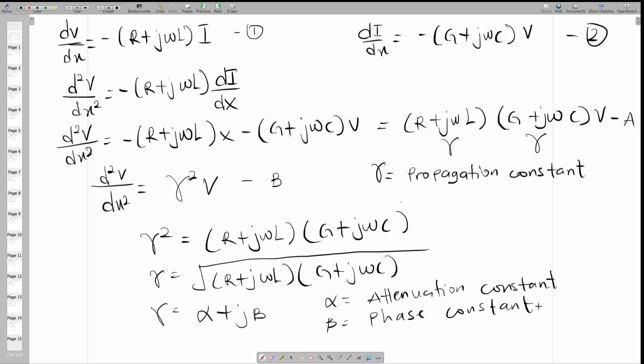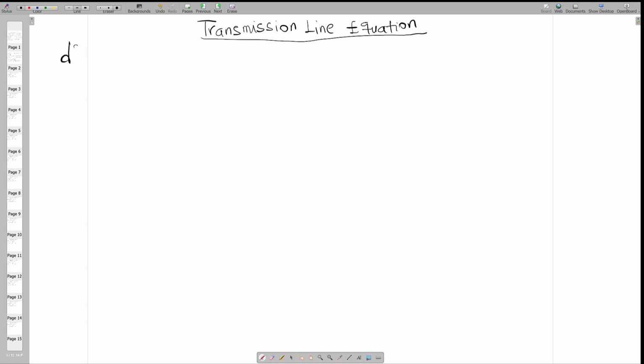Right, so let's continue. We come to the conclusion that d squared V over dx squared equals gamma squared V, and this is in terms of voltage. If we want the one in terms of current, we can say that d squared I over dx squared should be equal to gamma squared times I. But in this section we are going to work with the voltage equation. Later on I'll also work with the current equation and we'll see how both sides work.